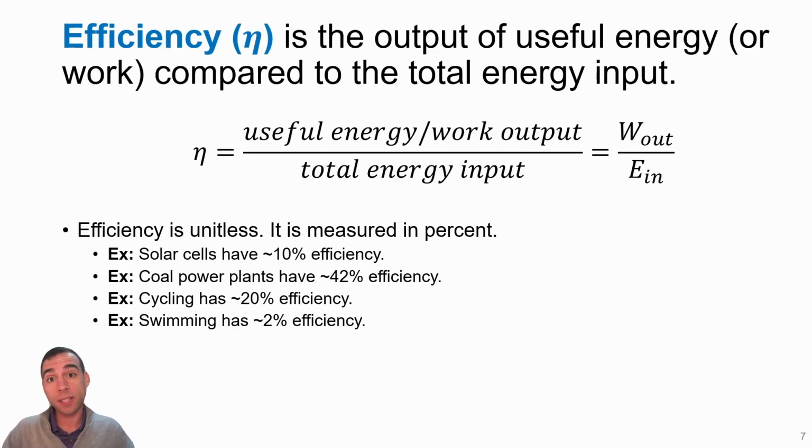We can also look at some physiological processes like bicycling. In bicycling, you put some energy in and it moves you forward and does some work, and we get about 20% efficiency for the process of cycling. We can contrast that with swimming, which is a lot harder. You have to put a lot more work, a lot more energy in to get the same amount of work out. And so swimming is estimated to have about a 2% efficiency.